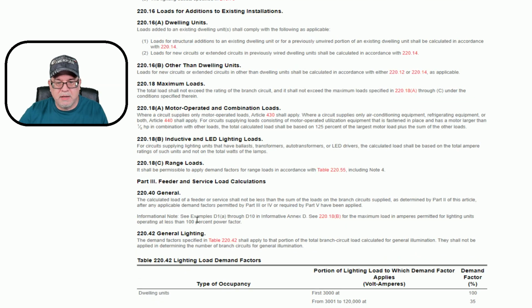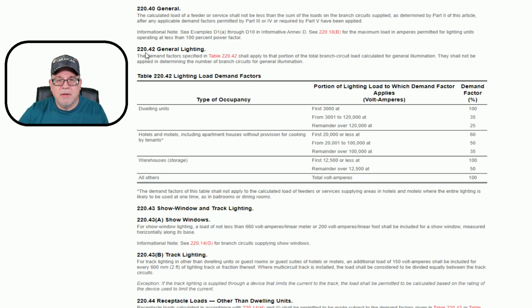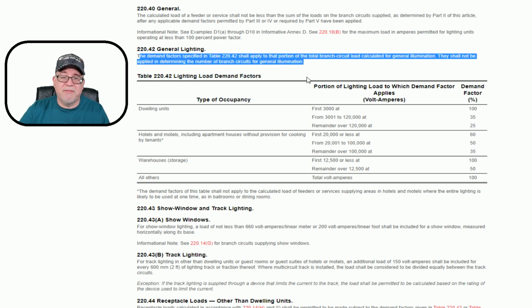All right, so here we are. Let's go on down. Here we go. So 220.42, general lighting, it says the demand factor specified in table 220.40 shall apply to that portion of the total branch circuit load calculated for general lighting. They shall not be applied to determine the number of branch circuits. So we're not using that value. We're not using any here to calculate the number that we need, because that's something that's probably going to be defined by the engineer or the designer. We're just trying to calculate the demand factors at this point. We already knew in the question how many it gave us. It's irrelevant for our question.